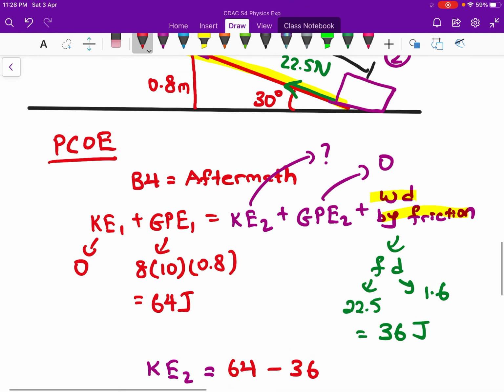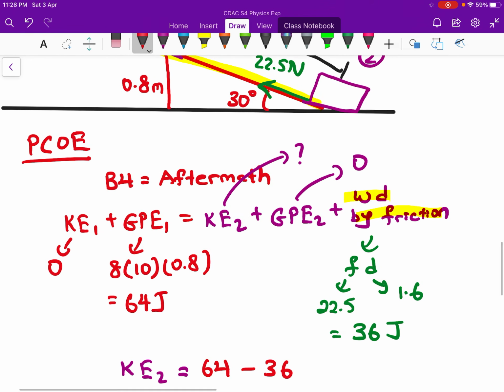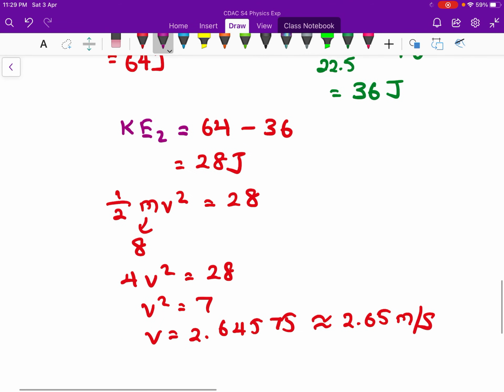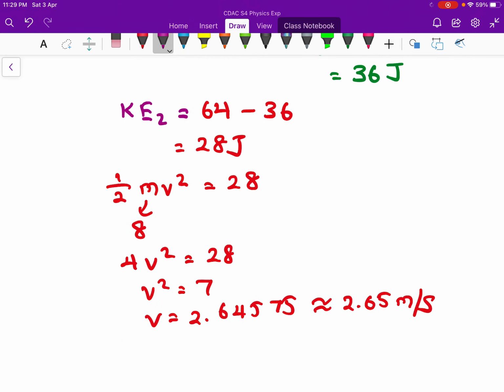So just remember this formula: KE1 plus GPE1 equals KE2 plus GPE2 plus work done by friction, where this work done by friction is positive. Everything is being processed already, so since this work done is positive, you don't need to really care about which one is negative and which one is positive. Everything is positive. So it's about 2.65 meter per second.